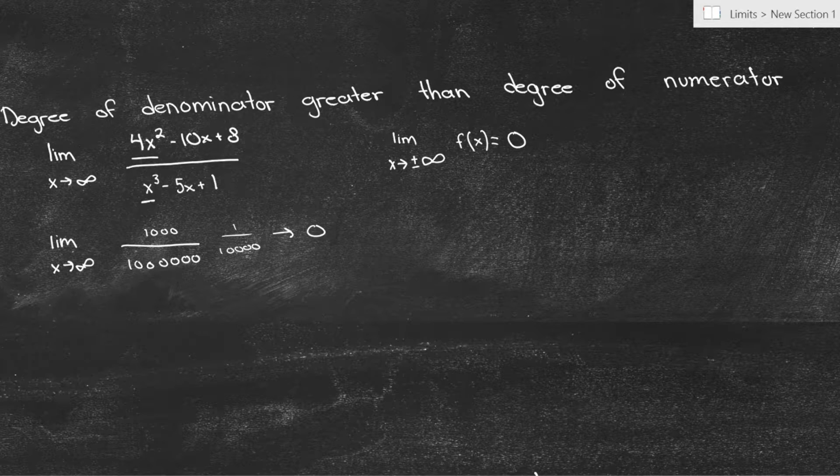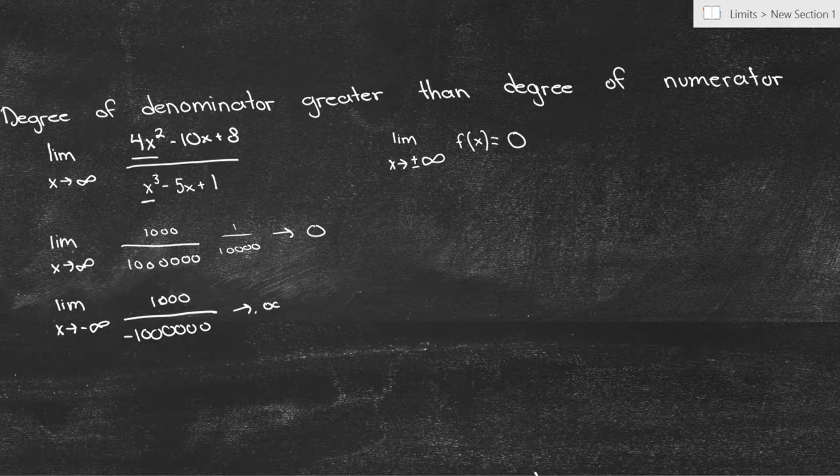If we were to take this limit as x approaches negative infinity, I'll show you what that would look like. It would be some big positive number up here because the x squared is positive, say like 100 or something. Then on the bottom we'd be getting some humongous negative number. And as you can see, that's going to be like negative 0.001, but it's still approaching 0.